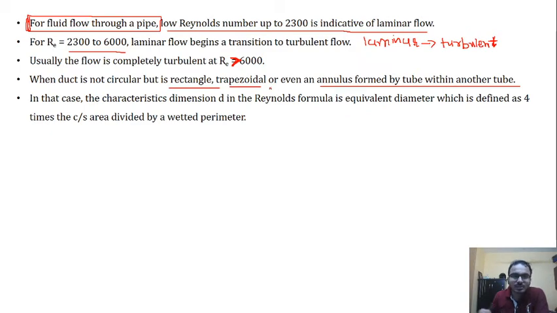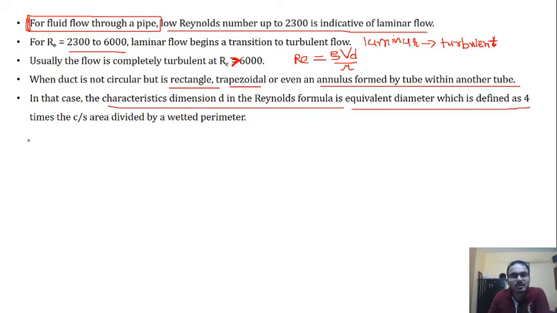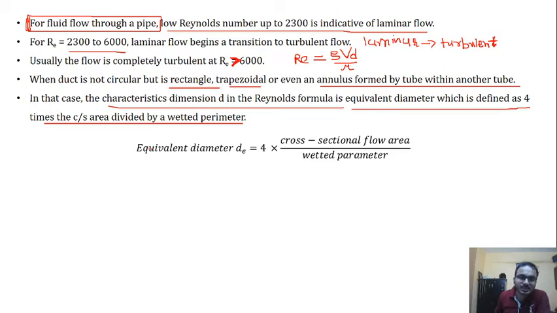So in that case, the characteristic dimension D in the Reynolds formula, that is, we were writing Re equal to rho V d divided by mu. So this d in such a case is an equivalent diameter, which is defined as 4 times the cross sectional area divided by the weighted perimeter. So here the formula is like this, that the equivalent diameter DE is equal to 4 times the cross sectional area divided by weighted perimeter.